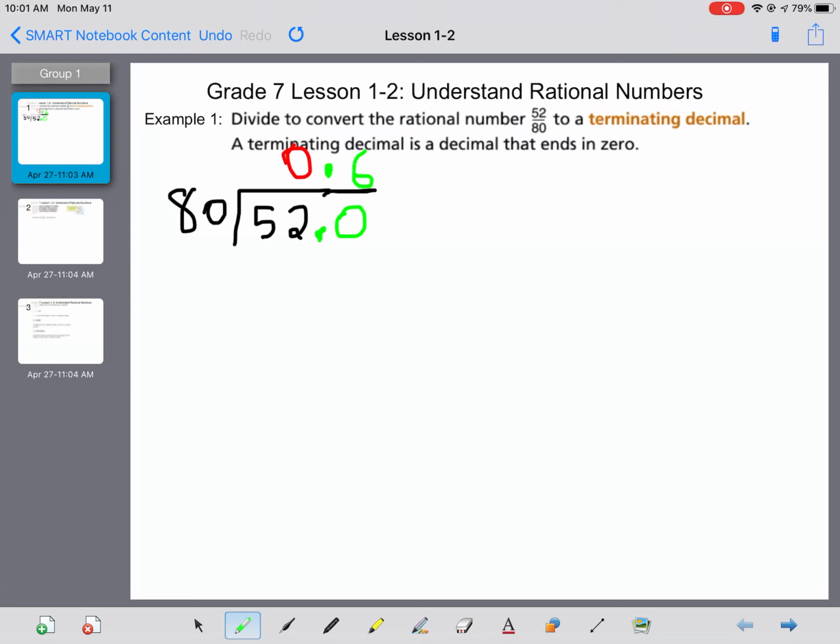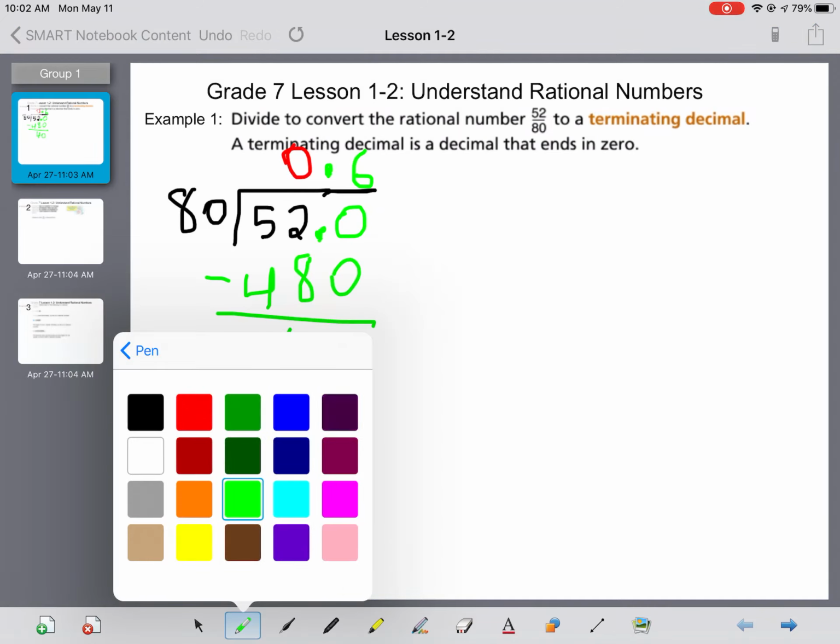So 80 times 6, I'm going to do these calculations out loud, but of course, you can use a calculator. You can show work on the side of your paper. So 80 times 6, I know, is 480. And then I'm going to subtract these two, 520 minus 480. Okay, I know that is 40. Okay, moving on. I do not have a remainder of 0, so I must keep going.